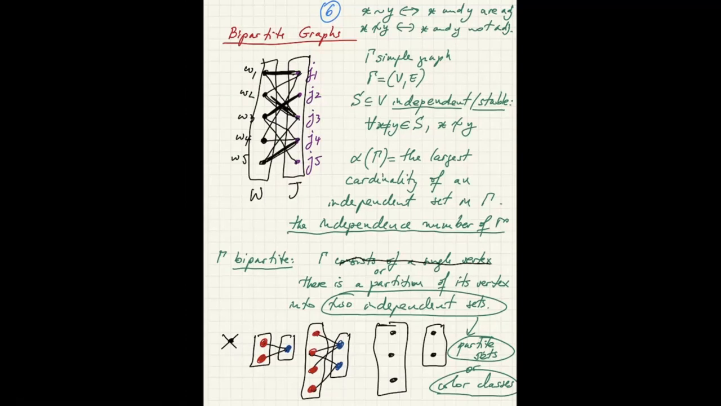Okay. Now, what can you say about bipartite graphs? How can we characterize them?